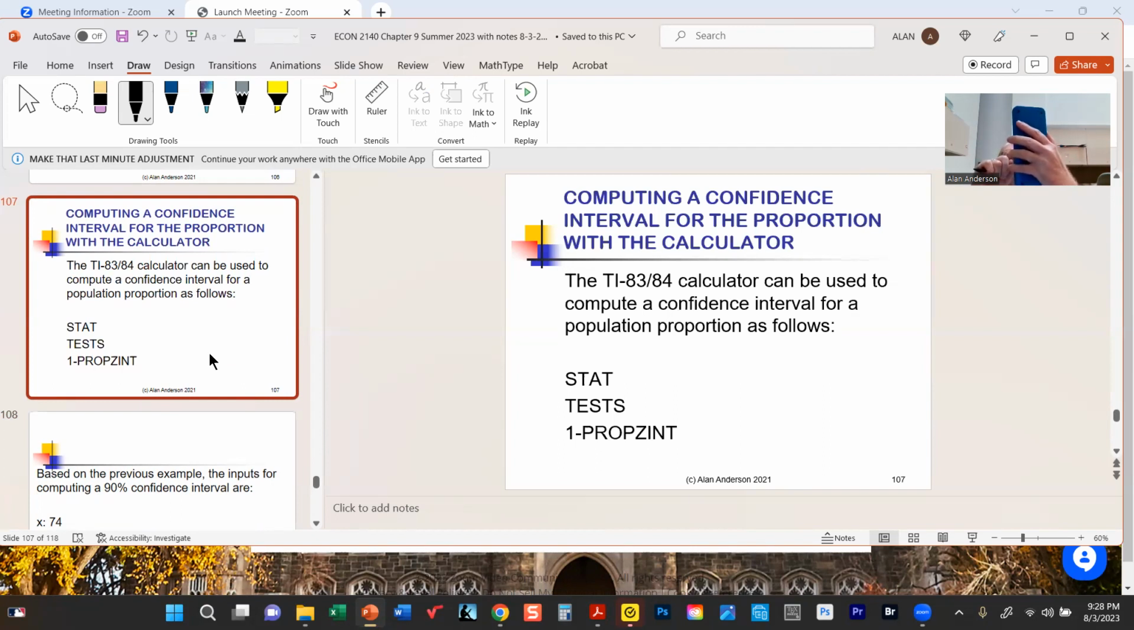Stat tests. Yes, I did, didn't I? It's number one. No, that can't be right. What did I do here? Oh, no. You know what? This is a typo. Oh, crap. This is supposed to be A. All right. Sorry about that. A prop Z int. Prop for proportion. Z for the standard normal. Int for interval. Confidence interval. All right. I will make a note to myself to fix this. Nothing is more annoying than typos.